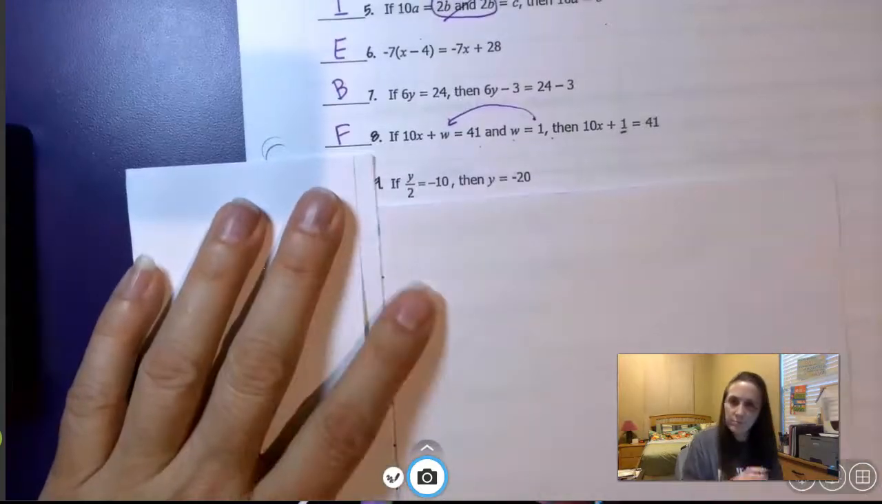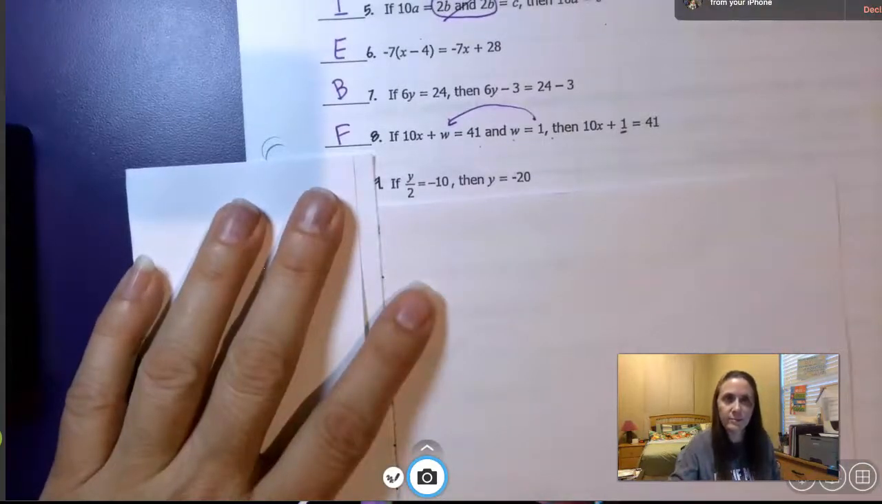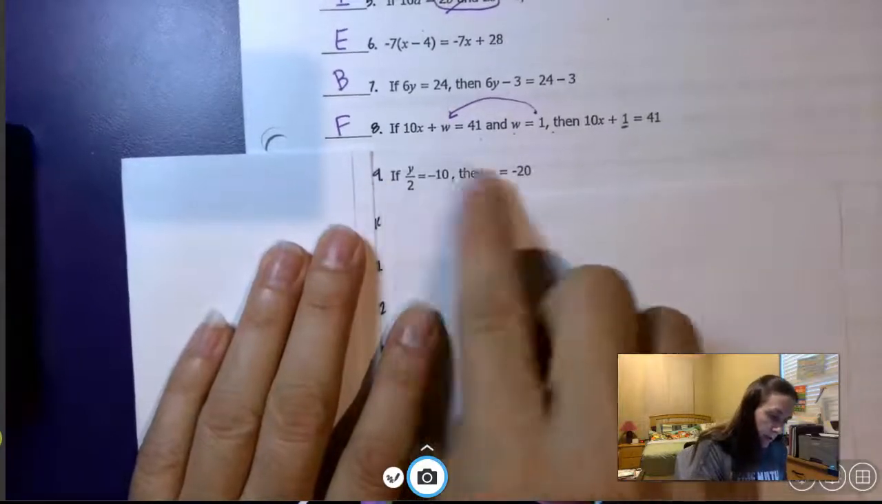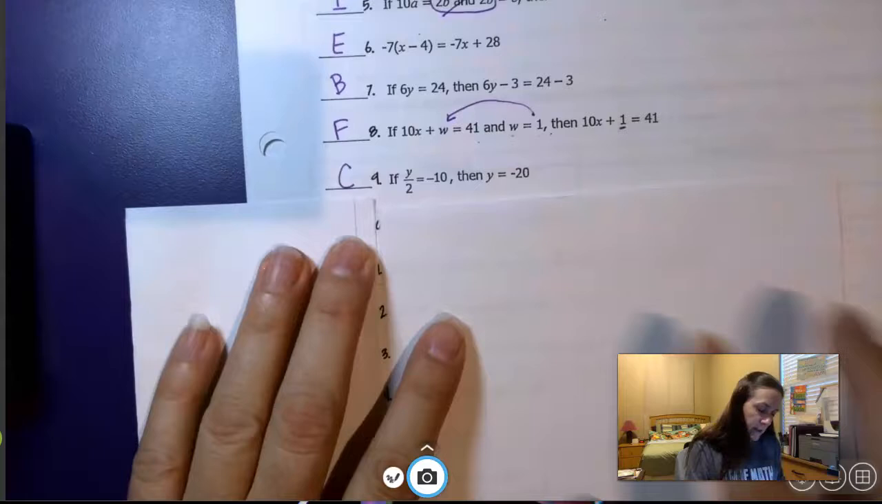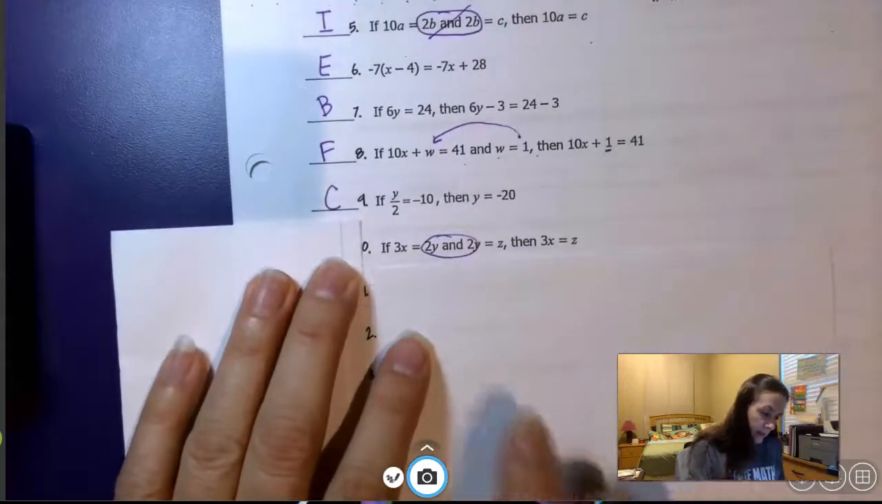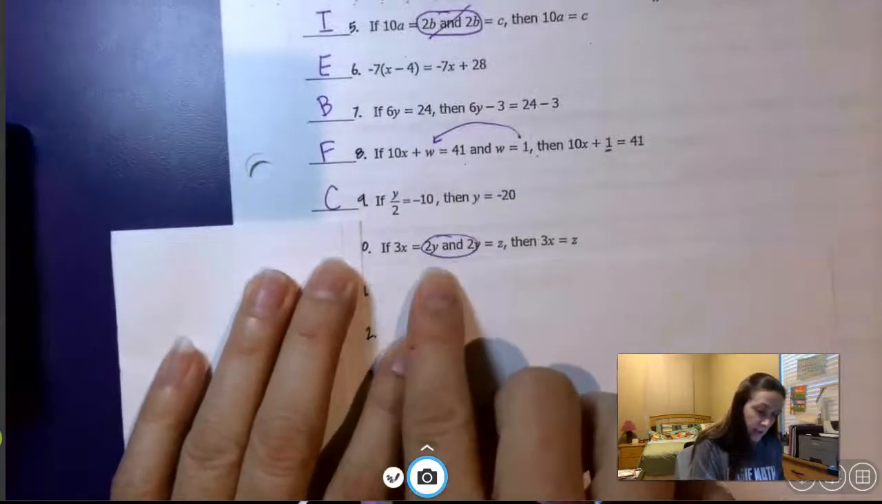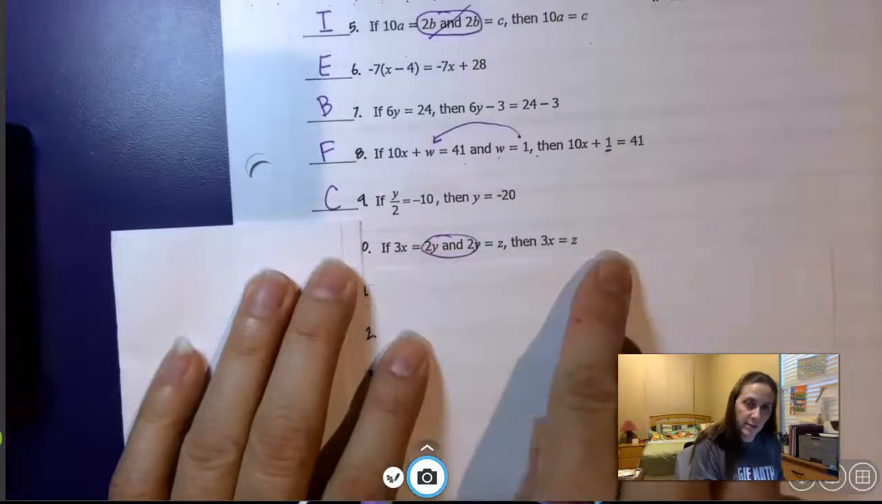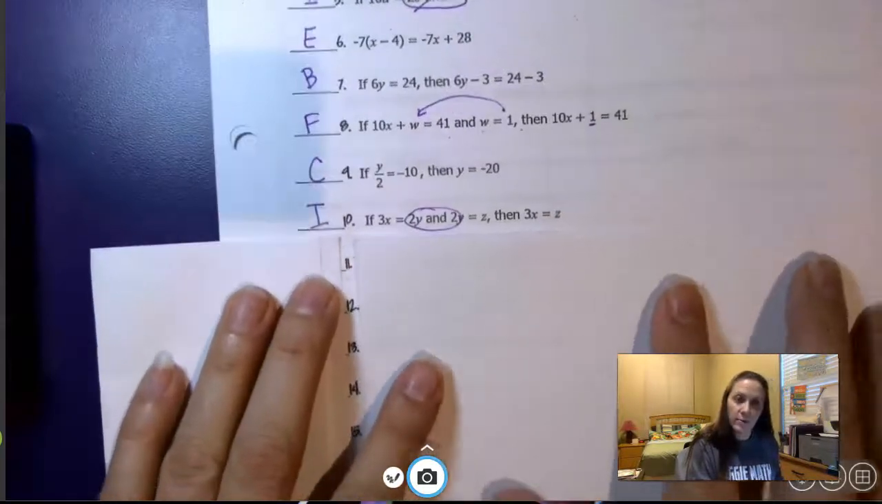Alright, 9 right now. Okay, I think we are on this one. This side we're going to multiply both sides by 2, so C was our multiplication. This one, again, 3x equals 2y, 2y equals z, so that's the same thing. 3x equals z is our transitive, which was I.